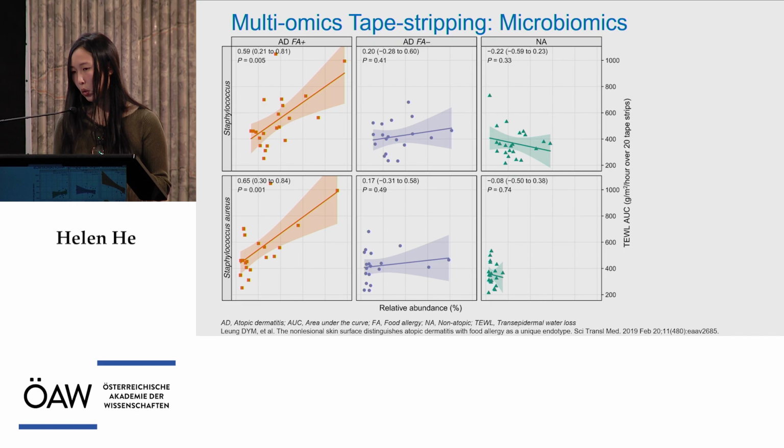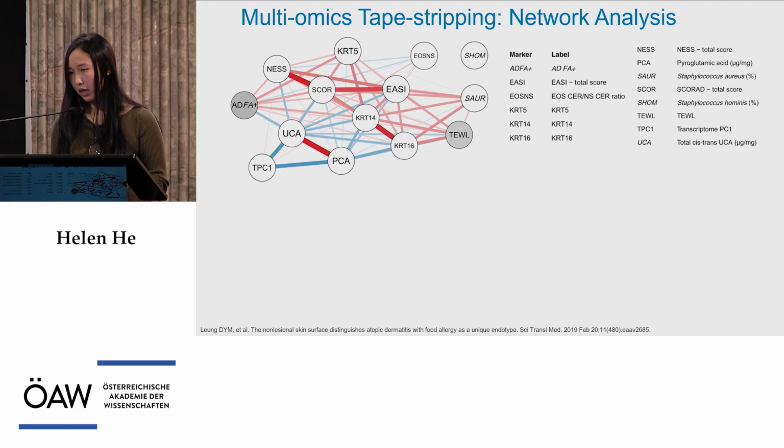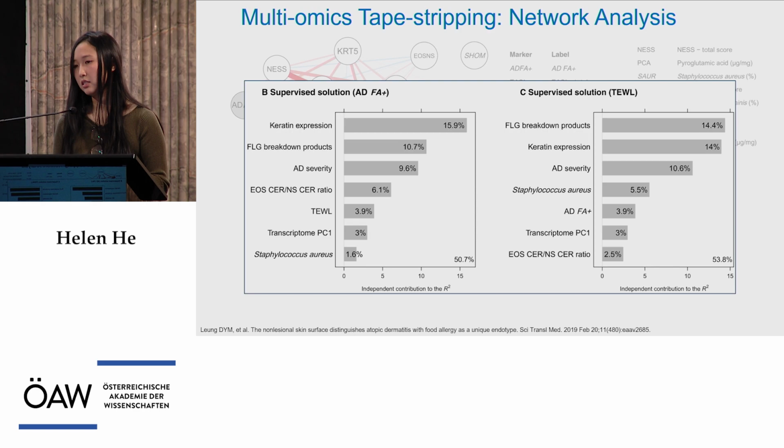And then they were able to combine all of these layers in a network analysis in which they showed that keratins, filaggrin breakdown products, and disease severity showed very strong correlations with each other. And then with the supervised analysis, the best predictors of AD with food allergy and transepidermal water loss were the filaggrin breakdown products and keratin expression. So overall, just to demonstrate that minimally invasive tape strips can be leveraged to do multiple concurrent analyses, and then that can all be integrated together along with clinical data to tell a more comprehensive story about the disease process.